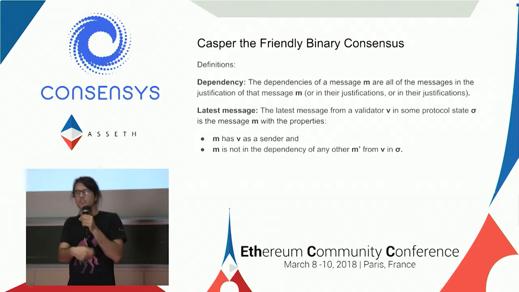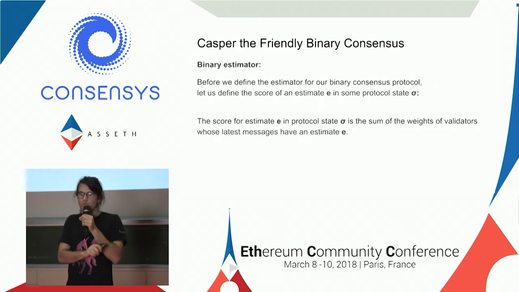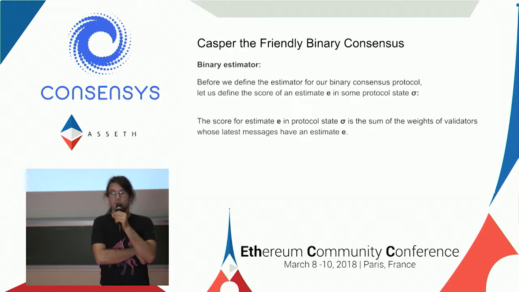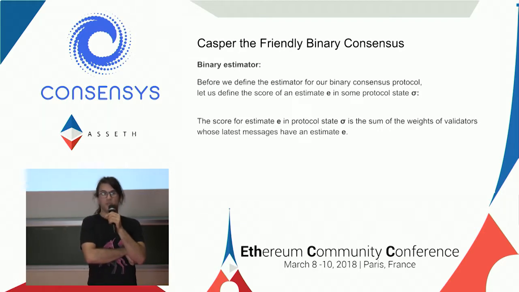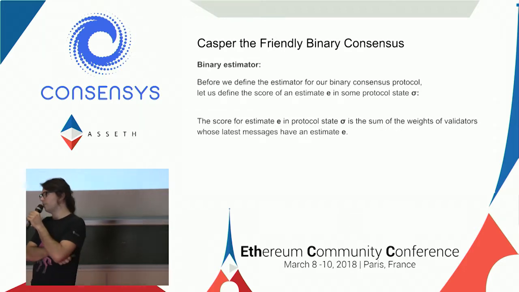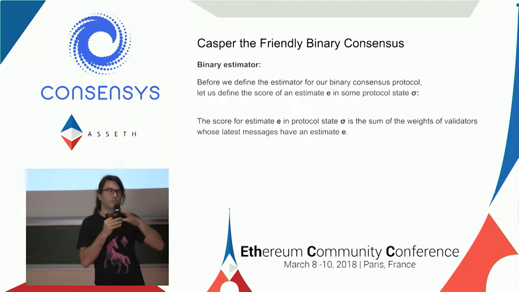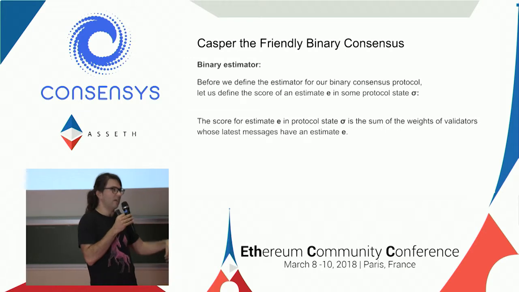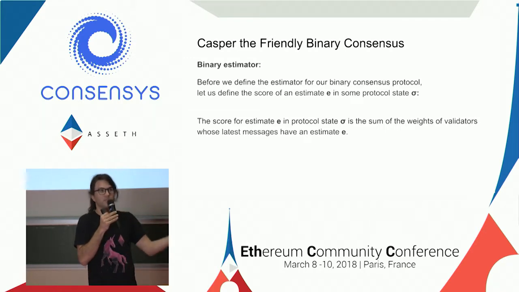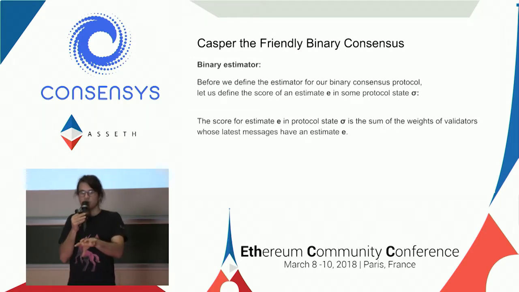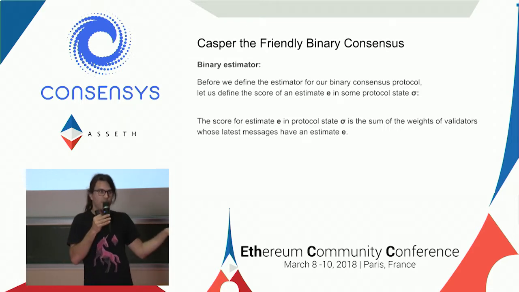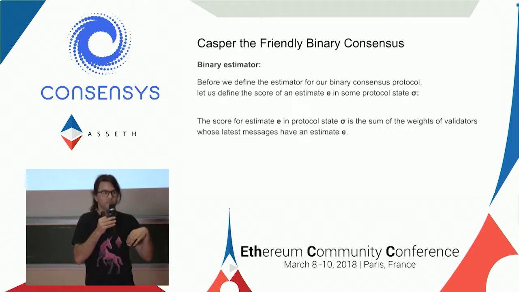So we need to have this notion of latest message. The binary estimator is pretty simple. But first we have to define a score, and the score is basically the weight of the validators who have a latest message with that estimate. So if 3 validators with a total weight of 20 have a latest message with an estimate of 1 in some particular protocol state, then the score of 1 will be 30 in that particular protocol state.